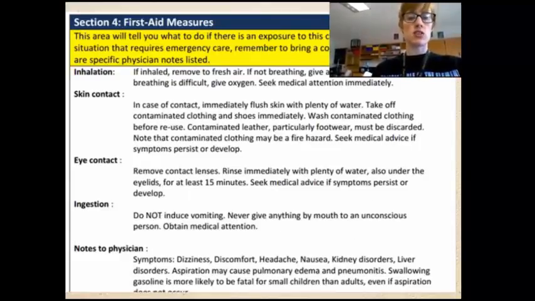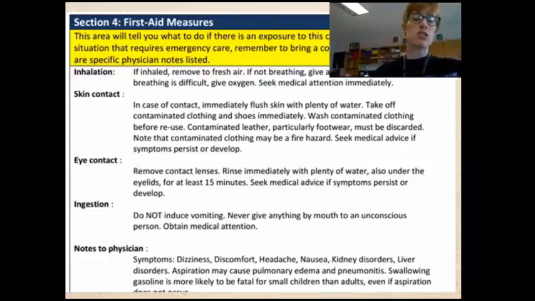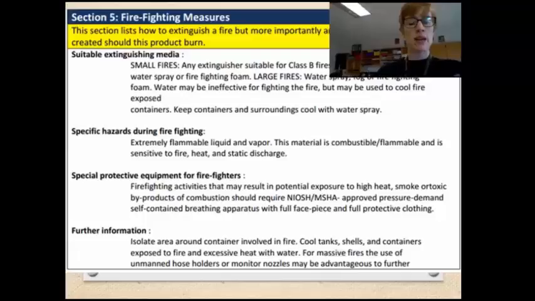Section 4 is essentially emergency procedures. What happens if you inhale the chemical? What happens if you touch it? What happens if it gets in your eye or if you accidentally ingest it? These are the safety procedures to follow. Section 5 gives you information specifically if there's a fire with that chemical.